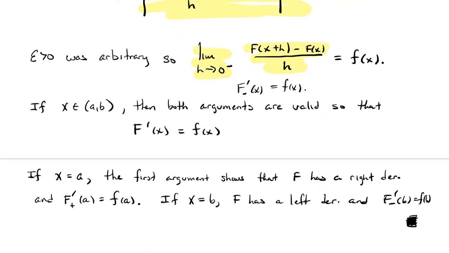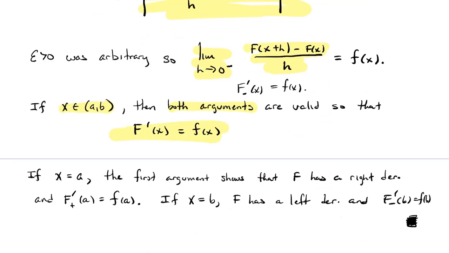We'll just kind of wrap up by saying if x was in the open interval from a to b, then both the arguments above are valid. So we've got the left-hand and the right-hand derivative both exist and are equal to each other. That is, f is differentiable, capital F is differentiable, and its derivative is f of x.